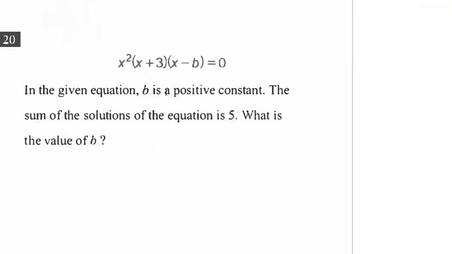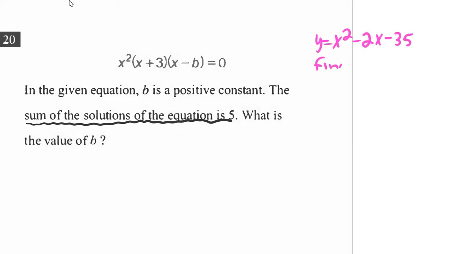Now we're going to question 20. 20 is telling us the sum of the solutions of this equation is 5. So let's just bring in the quadratic sequence real quick, just as a separate example. Let's say we had y equals x squared minus 2x minus 35, and the question said find the x-intercepts. The x-intercepts of any situation are the moments when y is 0. So 0 equals x squared minus 2x minus 35.